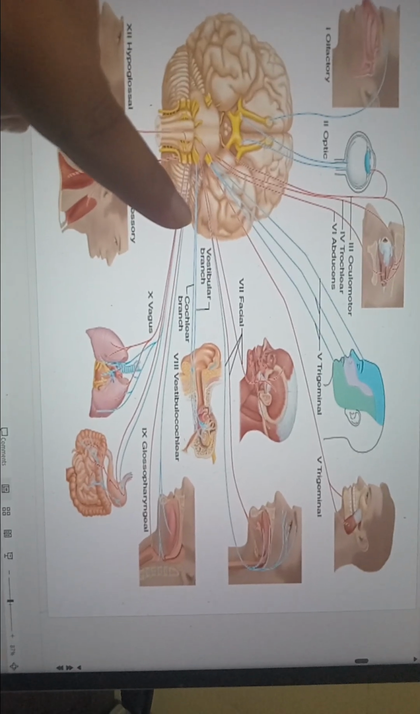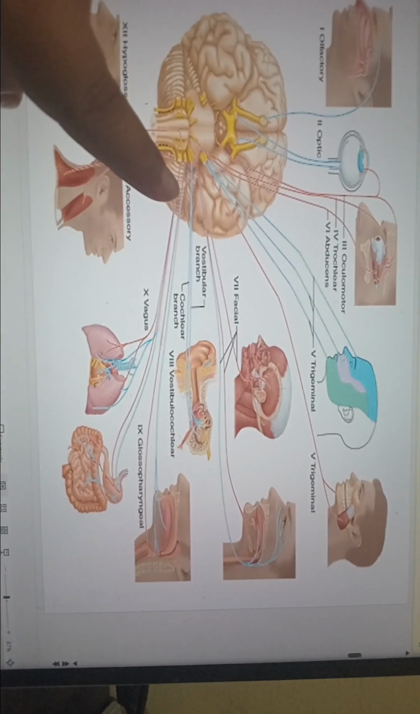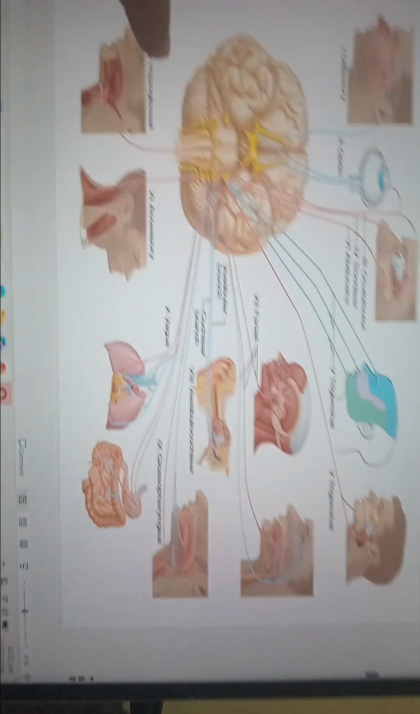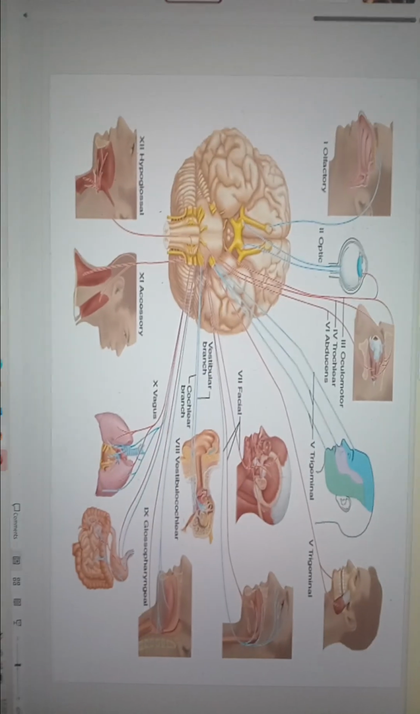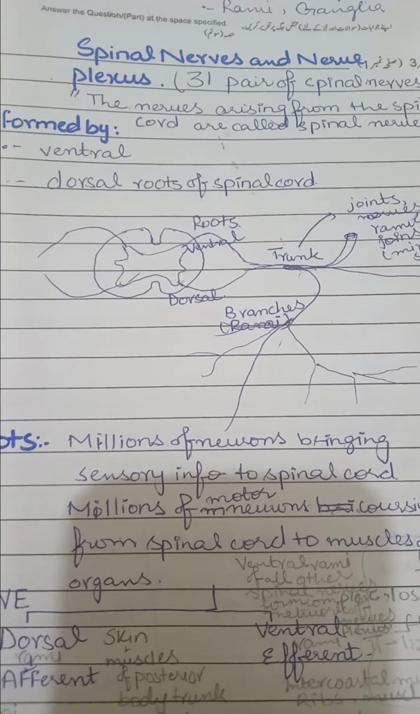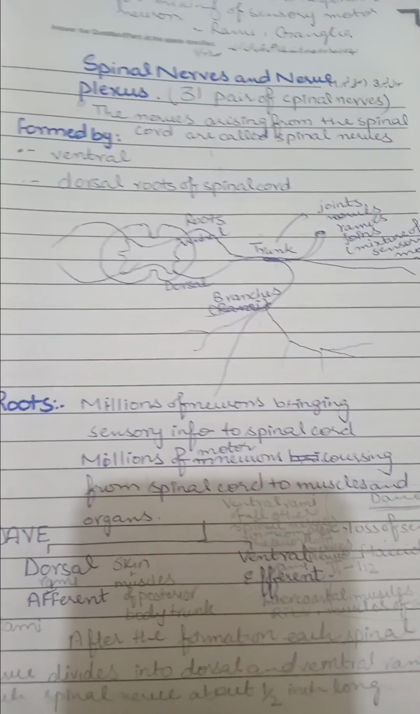Then we are having vestibulocochlear, which is having the hearing and balance. Vagus nerves, glossopharyngeal, accessory, and hypoglossal. So all are indicating the different parts that are controlled by them. Okay, now we will discuss the next part, that is the spinal nerves and the nerve plexus.